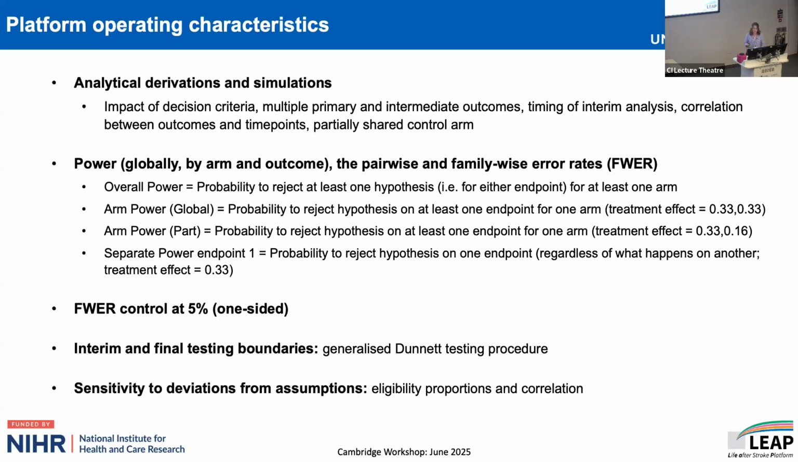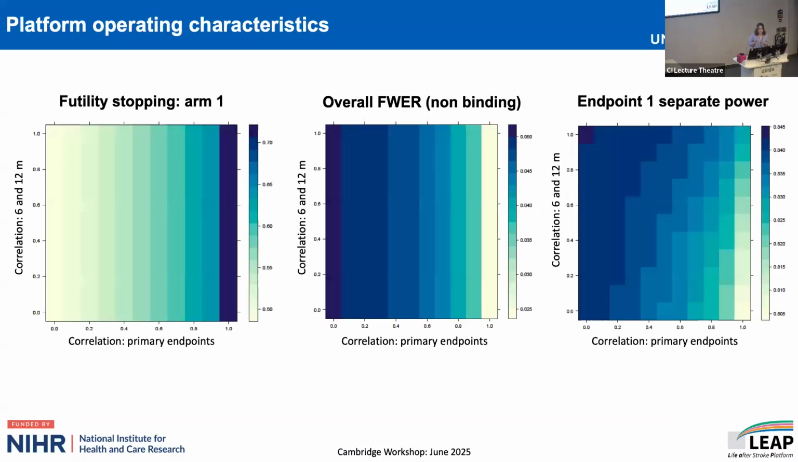And we also needed to explore all of this under various different scenarios, imagining that those eligibility proportions that really drove the proportion of sharing of that shared control arm and those correlation estimates between the outcomes, and what was the impact of deviations from that. So just very briefly to hone in on one particular aspect of this, we've got some heat maps here that explored the impact of different levels of correlation. So along the x-axis, along the horizontal, we've got the correlation between those 2 primary endpoints, and on the y-axis, the correlation between the 6-month intermediate and the 12-month definitive outcome.